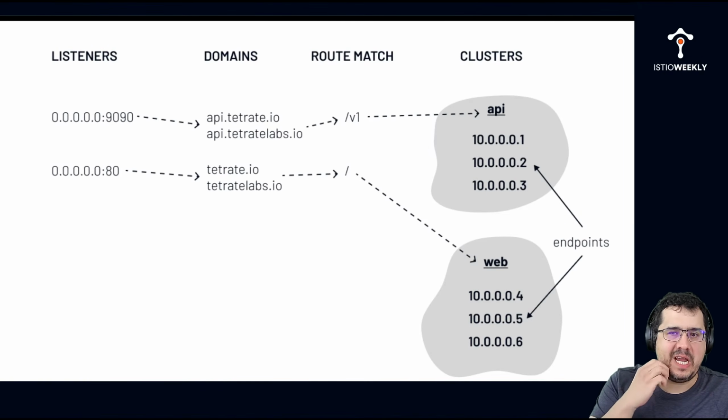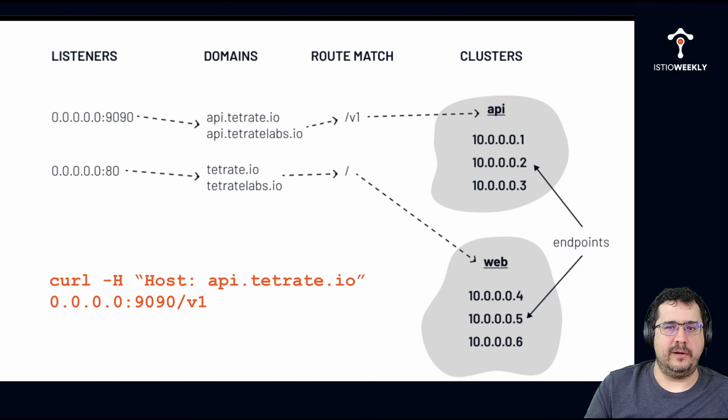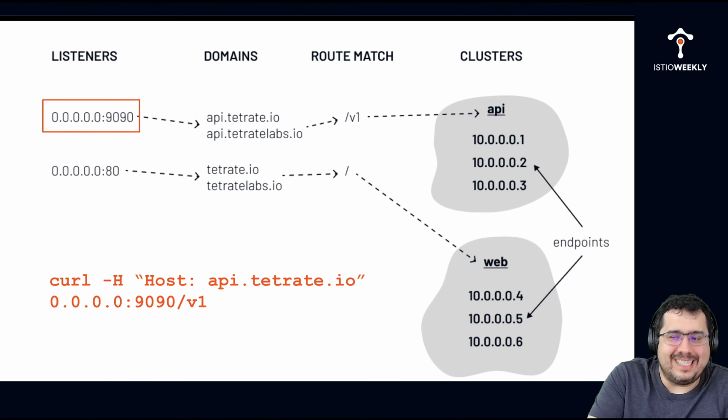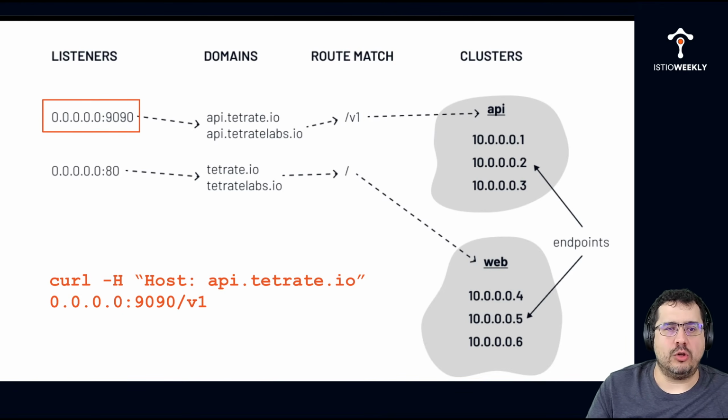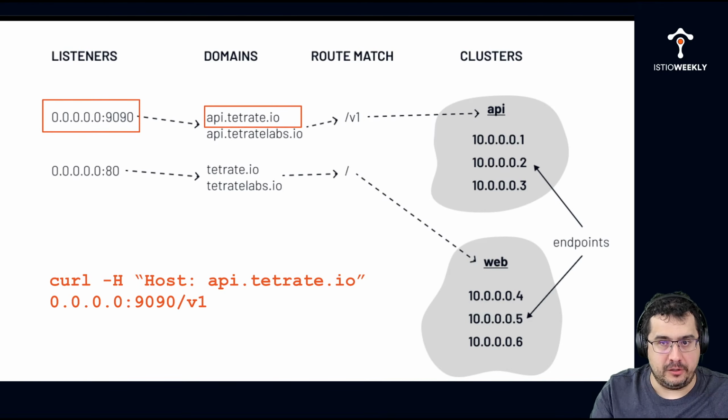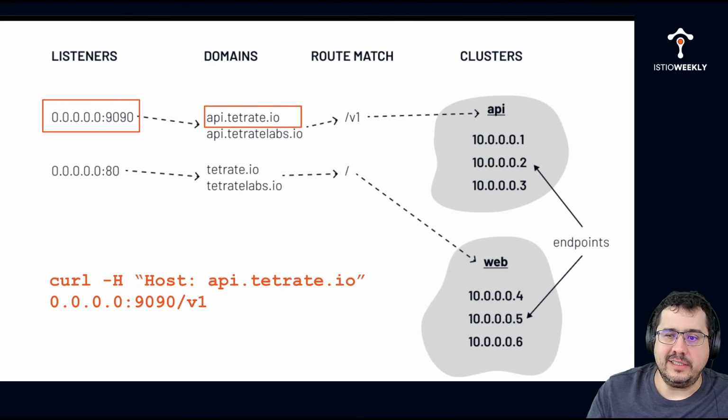So let's say a request comes in with the host set to api.tetre.io, and it comes in on port 9090 with a path /v1. So the request will be accepted because Envoy is listening on that port combination. It will get accepted by that listener. And then from there, it will go through a set of filters, and I'll talk about filters next.